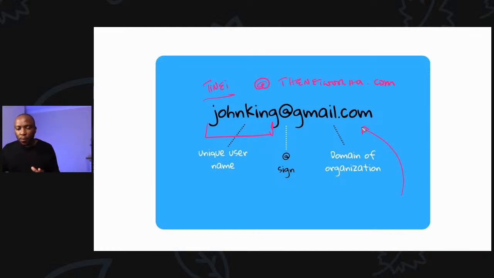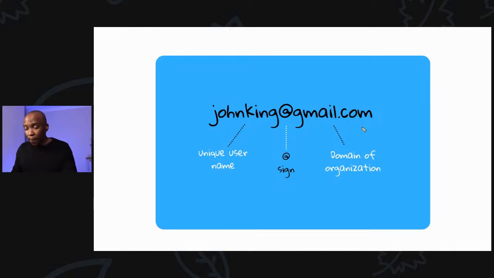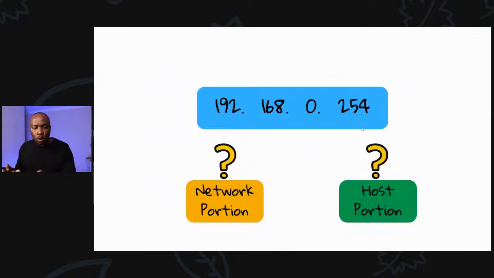I am trying to make sure that we have enough examples that will help us understand when we start getting into the more technical aspects of our IP addressing. So if I gave you an IP address of 192.168.0.254, which part is the network portion? Which part is the host portion? Without giving you a subnet mask, there's no way for you to guess.